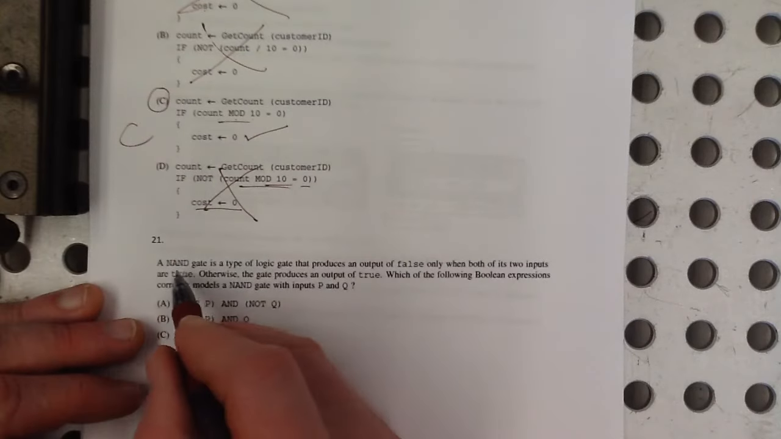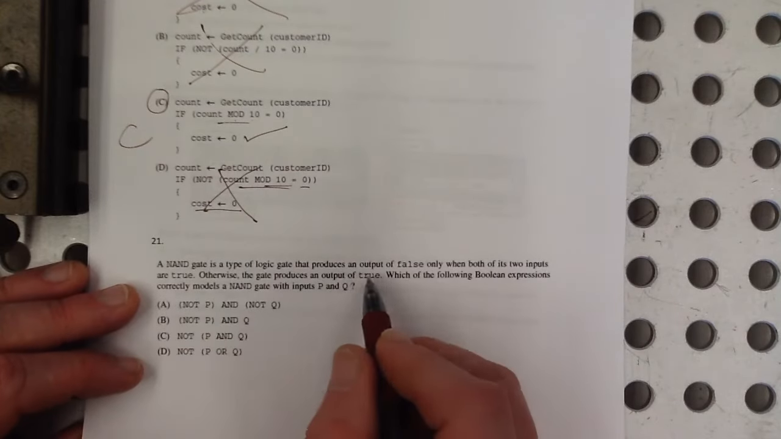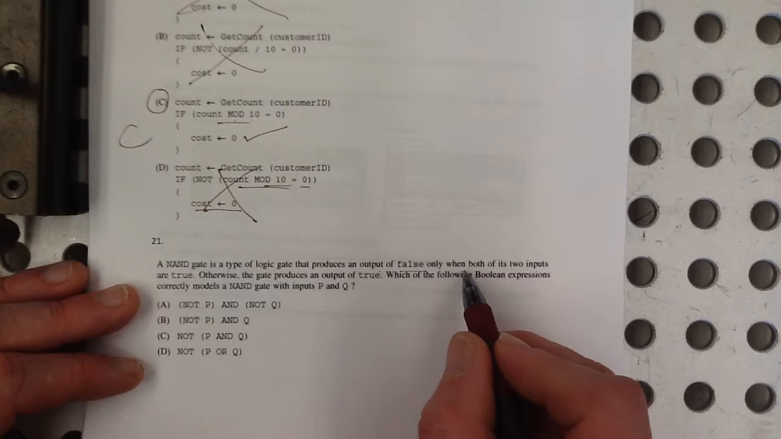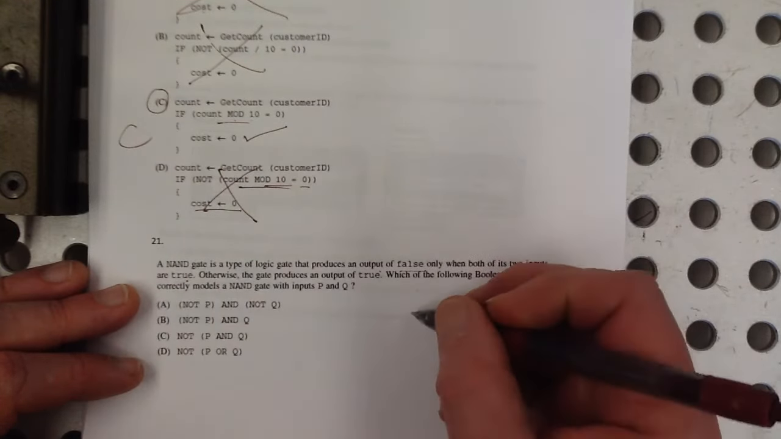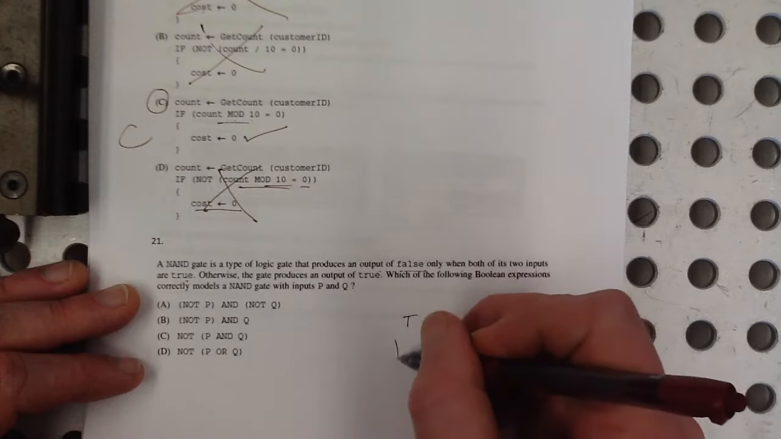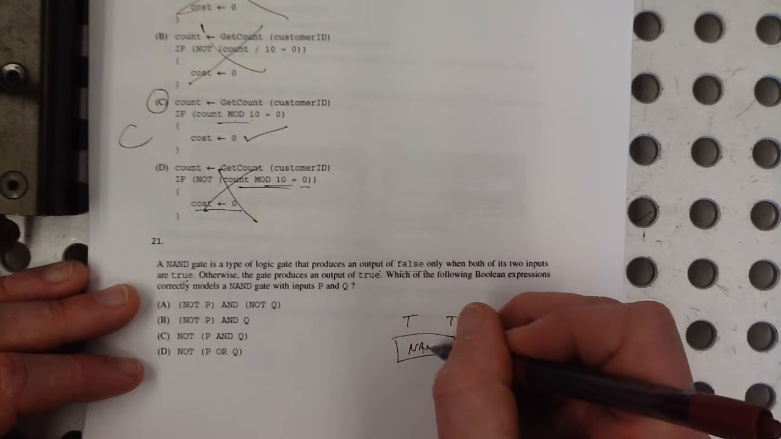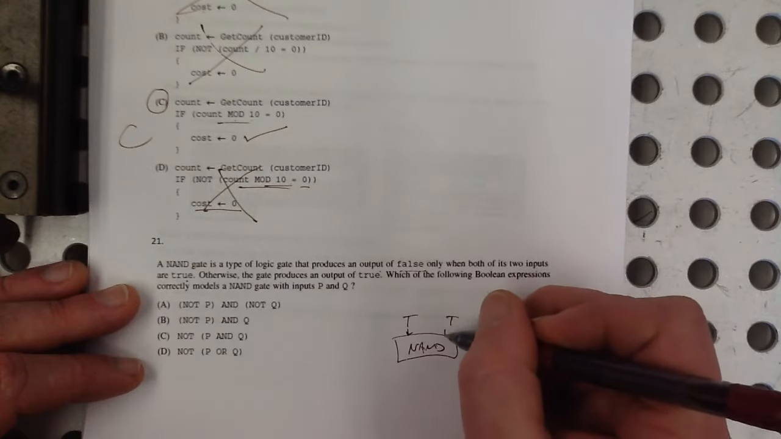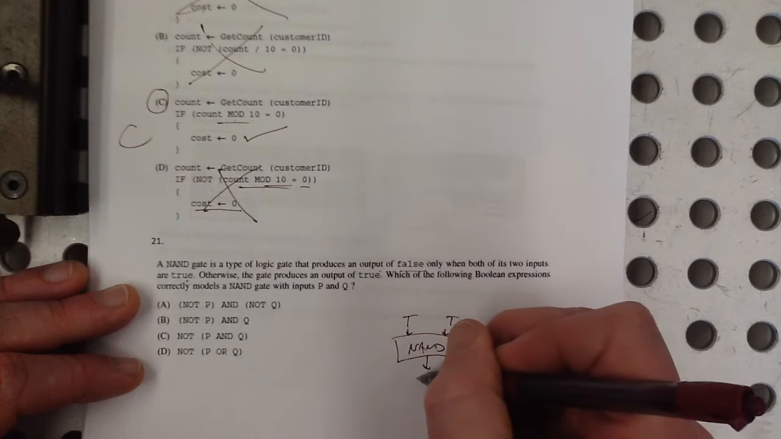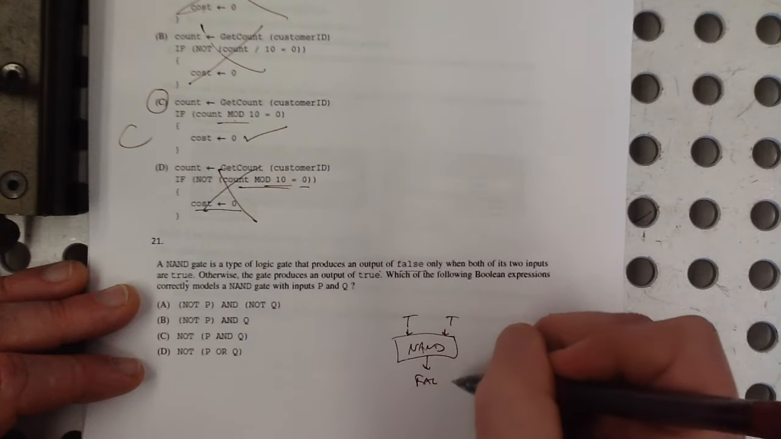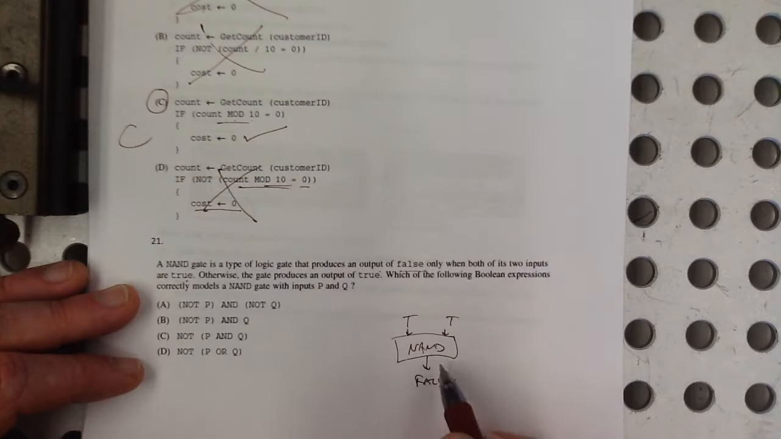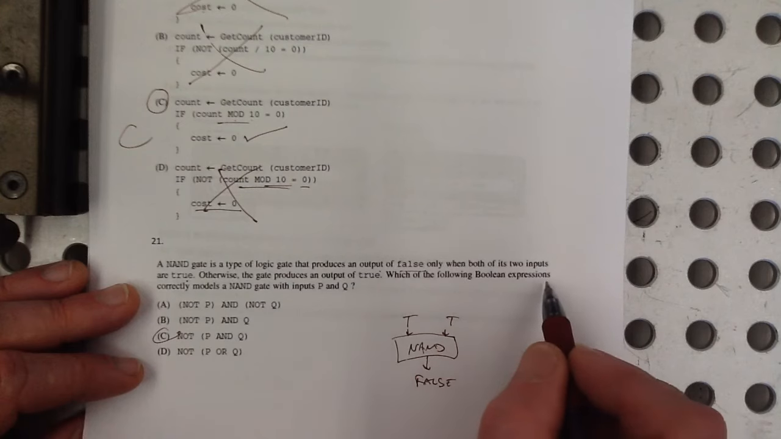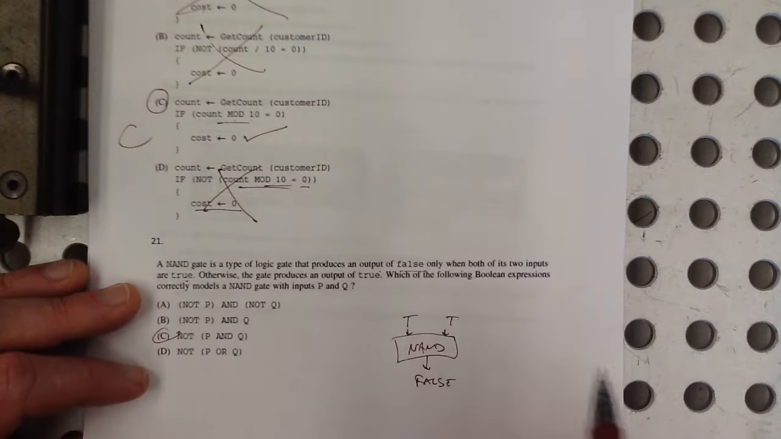Number 21, a NAND gate is a type of logic gate that produces an output of false only when both of its 2 inputs are true. So true and true, if you put it into a NAND gate, gives you false. That's for "not and," and that's exactly what it does. It's not and. Which one of the following Boolean expressions correctly models a NAND gate?